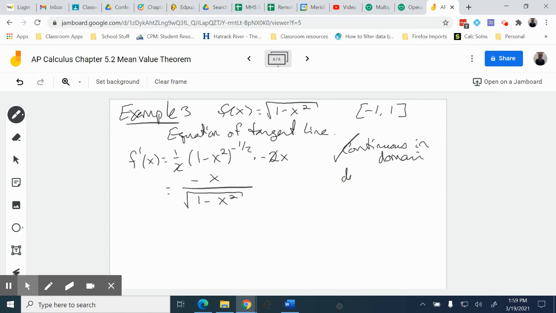Is it differentiable? Notice that the derivative exists everywhere in the open interval. I can't plug in 1 or -1 into this, but it doesn't matter because the question is whether it's differentiable in the open interval. Check. Mean value theorem does in fact apply. And so now here's what we need. We need to know what the secant line slope is.